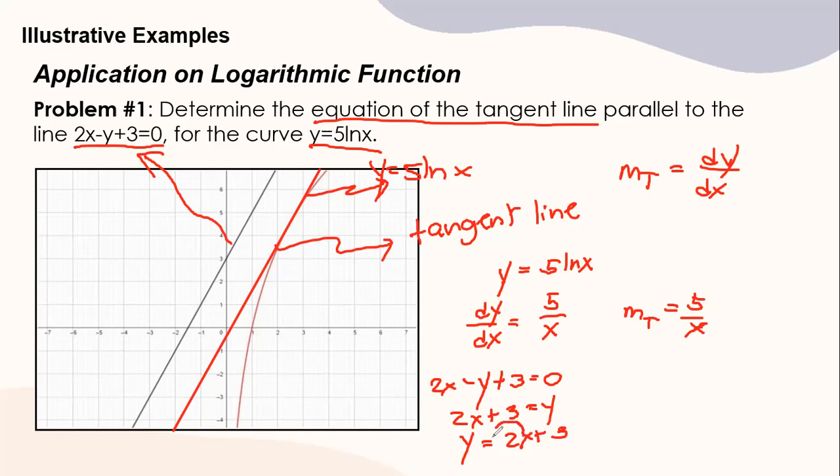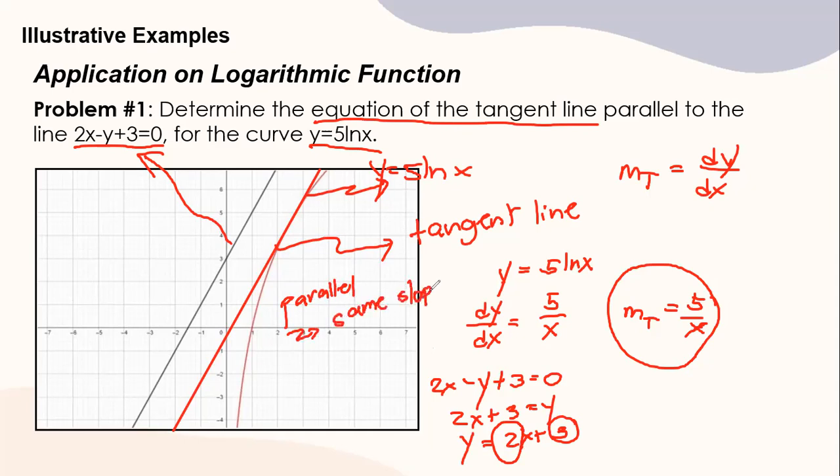So, ang slope natin is yung kasama ni x. Okay? Tapos ito, di ba, yung y-intercept. So, si 2, yung kanyang slope. So, pwede nating i-equate dun sa ating slope ng tangent line which is 5 over x. Since parallel daw. Kapag parallel, same slope. Okay? Kaya, i-equate ko kay 2 yung ating slope ng tangent line.